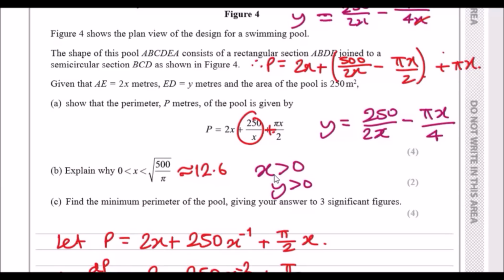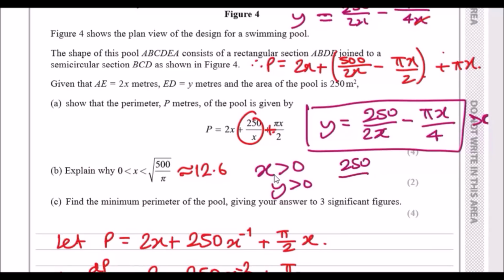Now, looking back at the part A equation, we formulated this. If we assume that y is bigger than 0, we can say that this equation is bigger than 0. And what that means is that we have all of this now, 250 over 2x minus pi x over 4, all greater than 0.